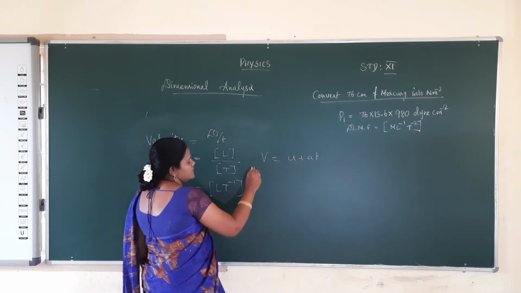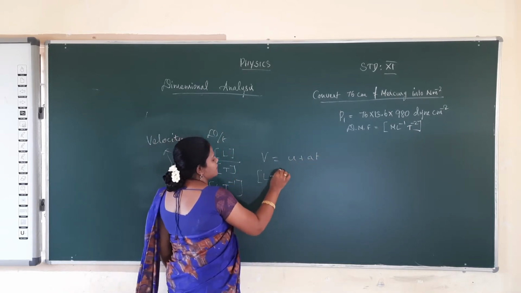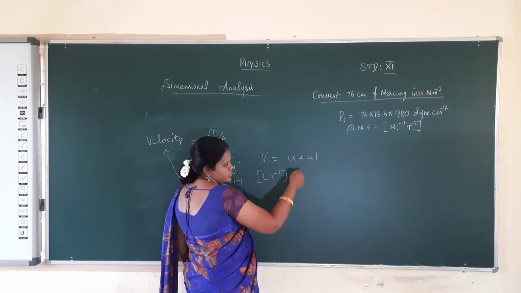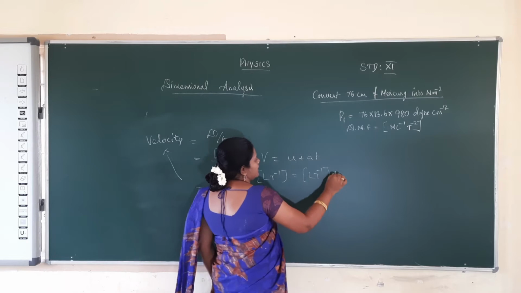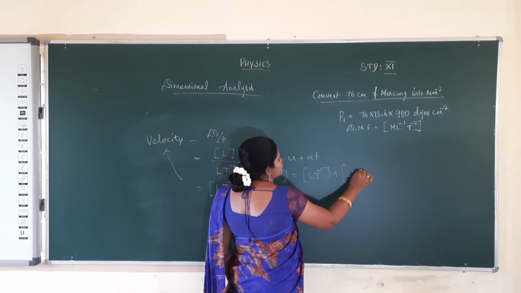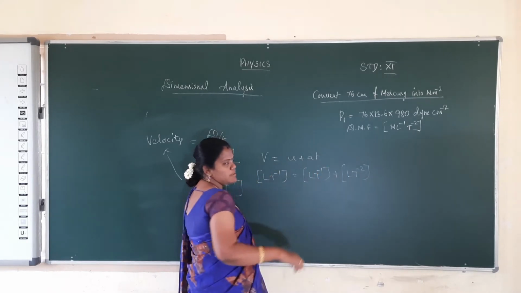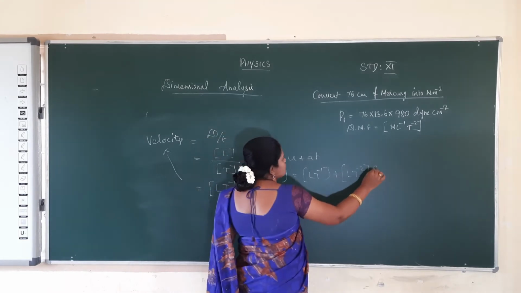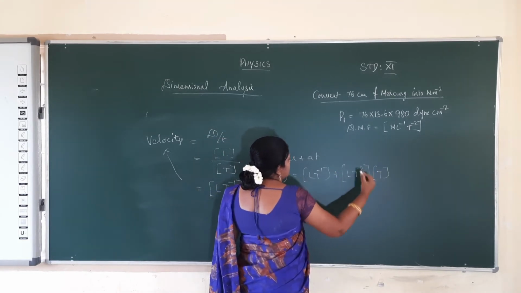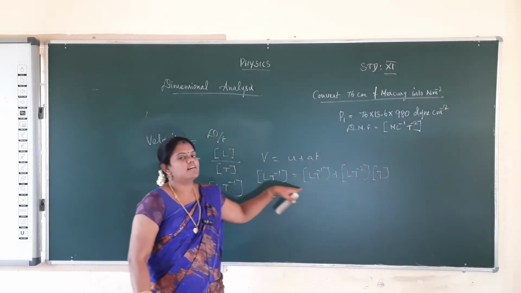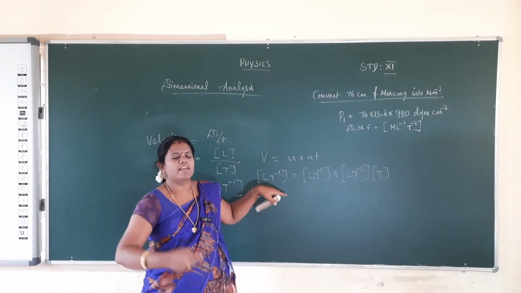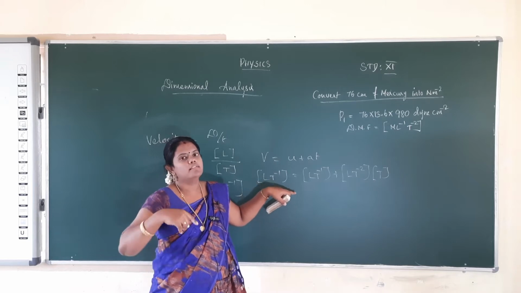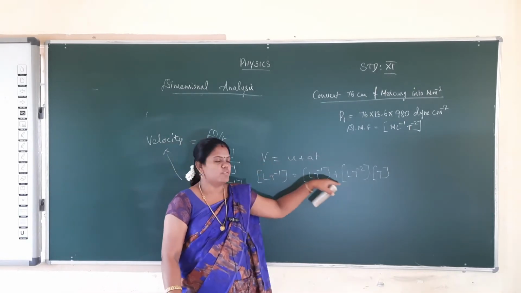Okay, so the dimensional formula of V is LT power minus 1, and U is the initial velocity, whose dimensional formula is LT power minus 1. A, acceleration, is LT power minus 2, and T's dimensional formula is T. That is the dimensional equation, because a dimensional equation has a left and right side, and all the quantities have their dimensional values also.